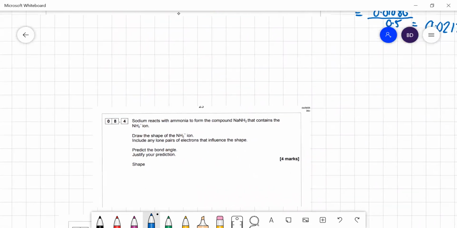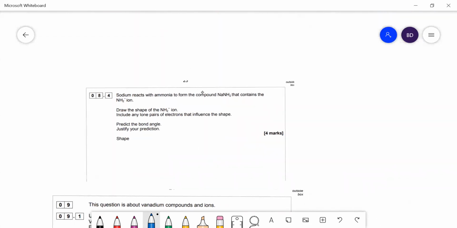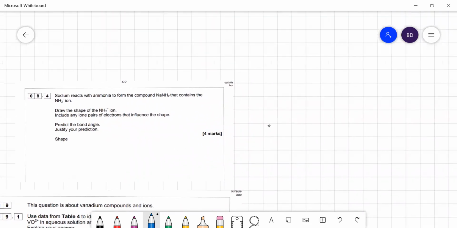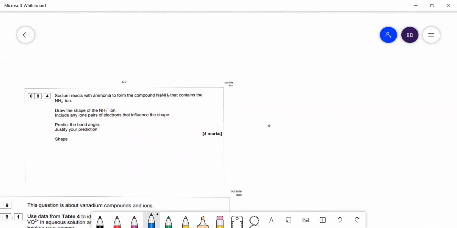All right, 8.4. Sodium reacts with ammonia to form the compound NaNH2 that contains the NH2 minus ion. Draw the shape of the NH2 minus ion. Now, whenever I draw this, I always like to draw a dot cross. Obviously, that's not the answer, so you just cross it out afterwards. But you've got nitrogen, and we've got 2 hydrogens there. There's a covalent bond here, so we have a dot and a cross there, a dot and a cross.